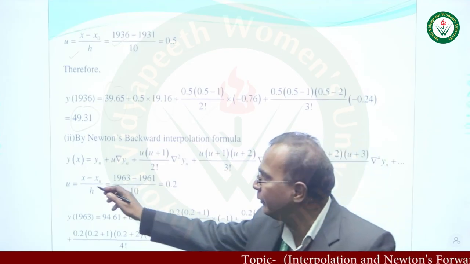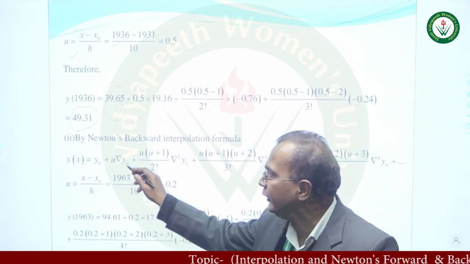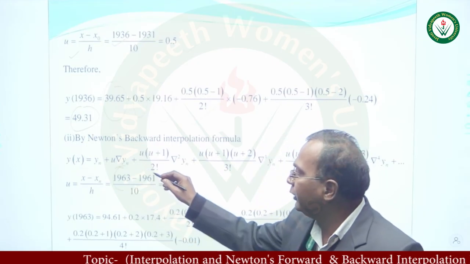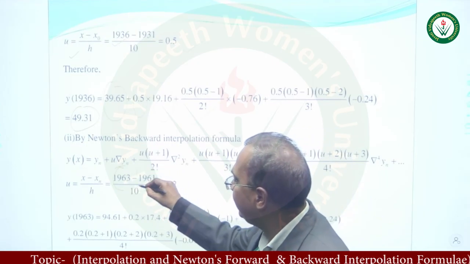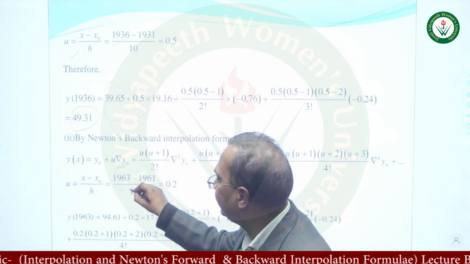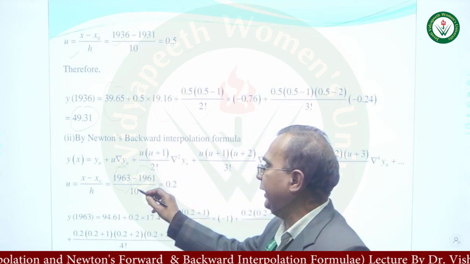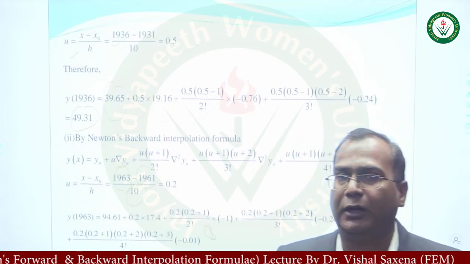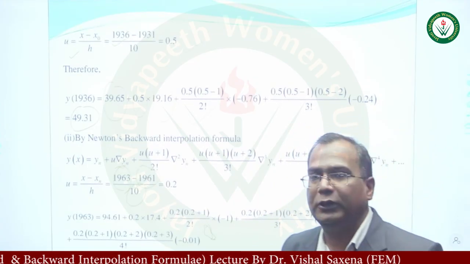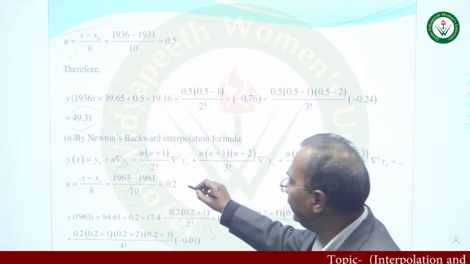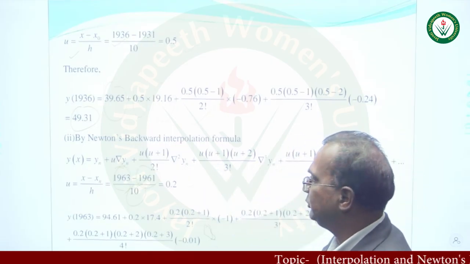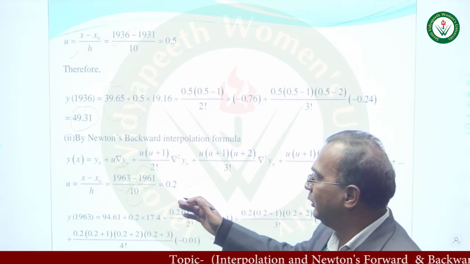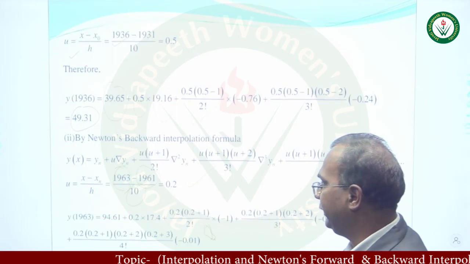u is taken as x minus xn upon h. x means here 1963. And xn, I have assumed, is 1961, and h is taken as 10, because it is already given in our table. h means the width of the class interval, that is 10, and u is coming 0.2. Now we have to put the values from the table into this.